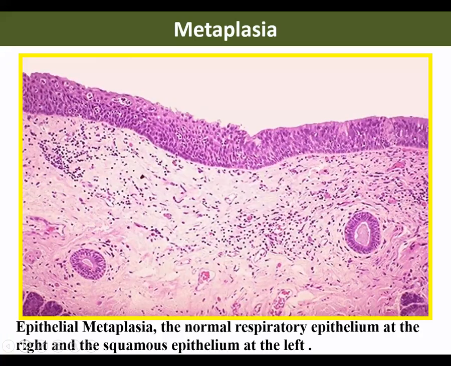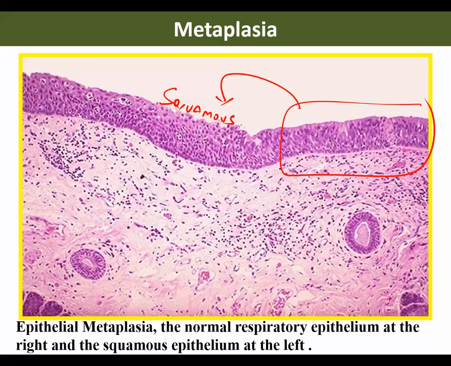So this is the metaplasia. This is the respiratory epithelium. It is becoming like a squamous epithelium, and it is called squamous metaplasia.